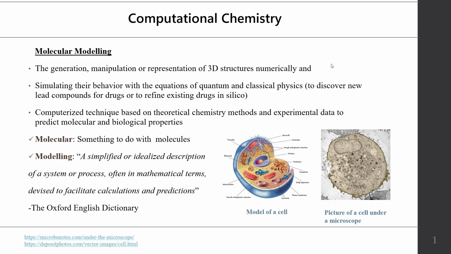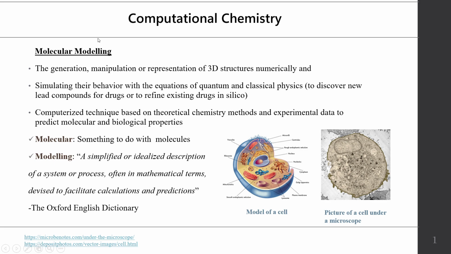Hello friends, today we will discuss computational chemistry and some fundamentals of computational chemistry. It is the branch of chemistry that uses computer simulations to solve chemical problems, and it involves the use of theoretical methods and algorithms to understand the behavior of molecules and materials.